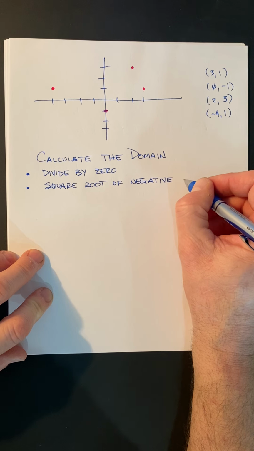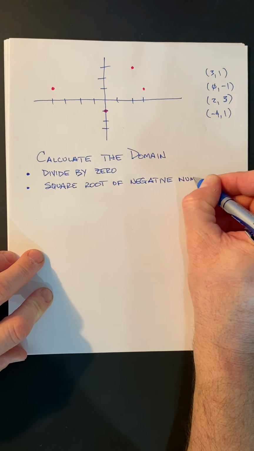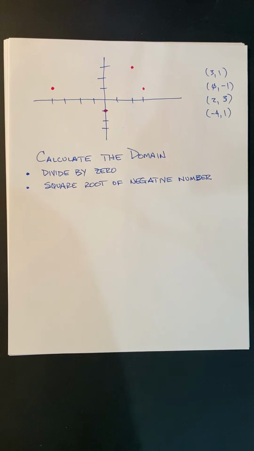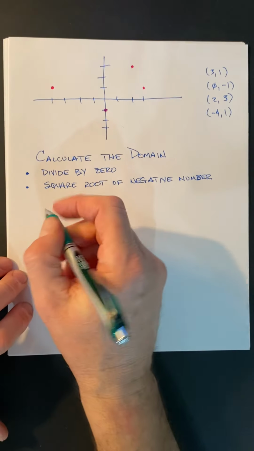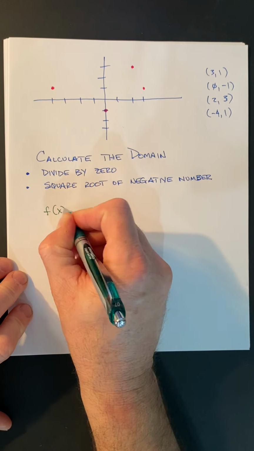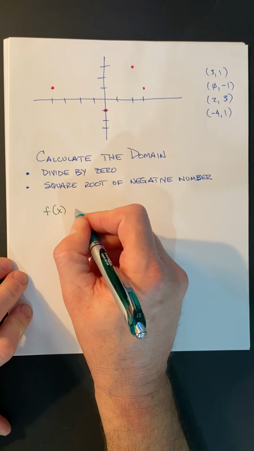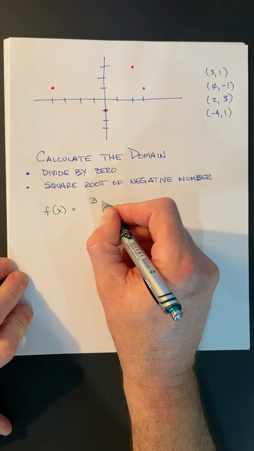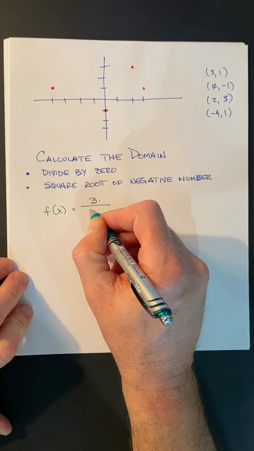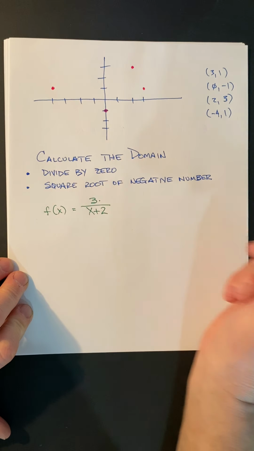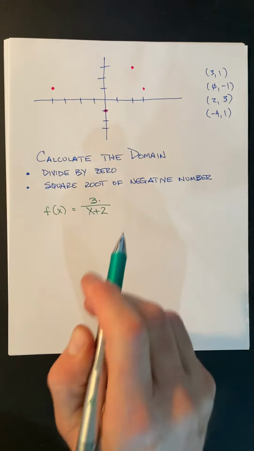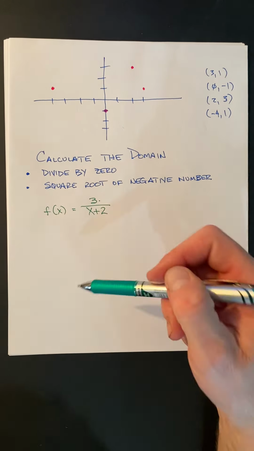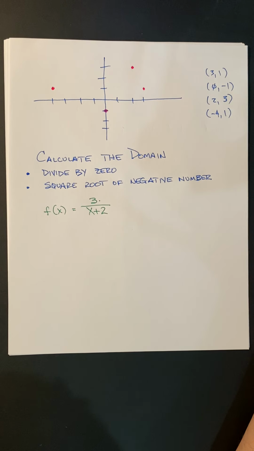So when I'm looking at my equations, I need to look at them and make sure none of that is actually going on, all right? So if I have my function f of x, and I say it is equal to 3 over x plus 2, all right? And I want to calculate my domain there. What numbers going in are valid for this function? That's what I'm asking myself.